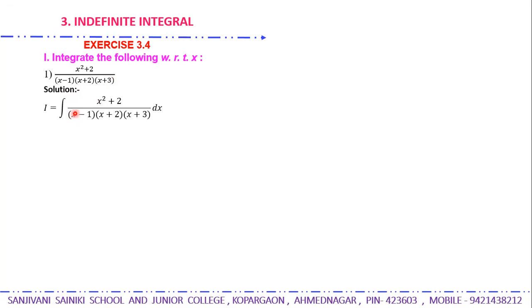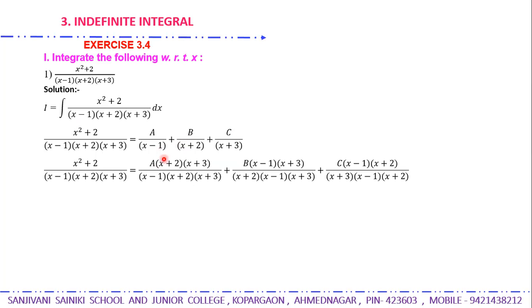So let I be equal to the integration of (x square plus 2) upon (x minus 1)(x plus 2)(x plus 3). The denominator contains linear and non-repeated factors. So, finding the partial fractions: a upon x minus 1 plus b upon x plus 2 plus c upon x plus 3. After taking the LCM, we get this step.